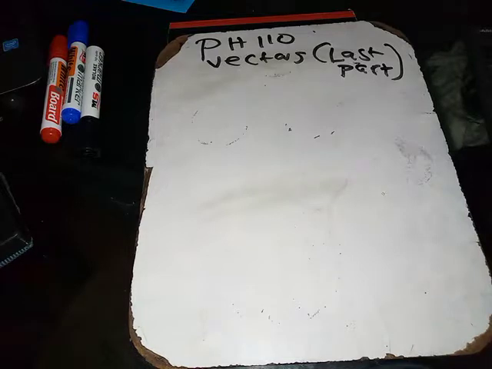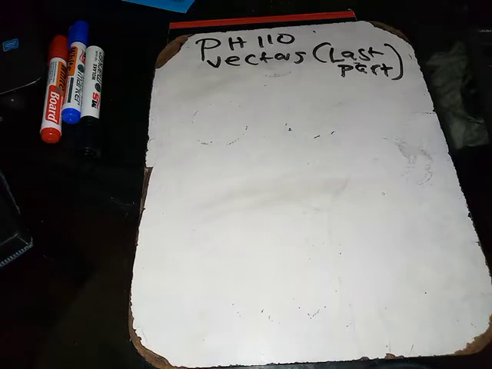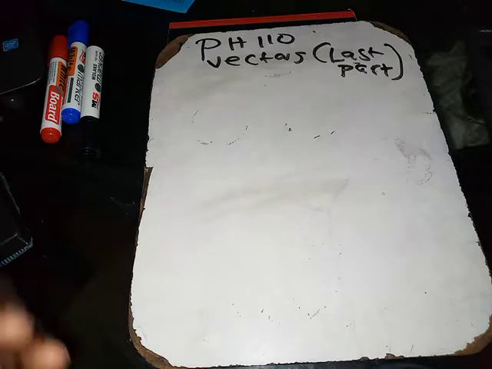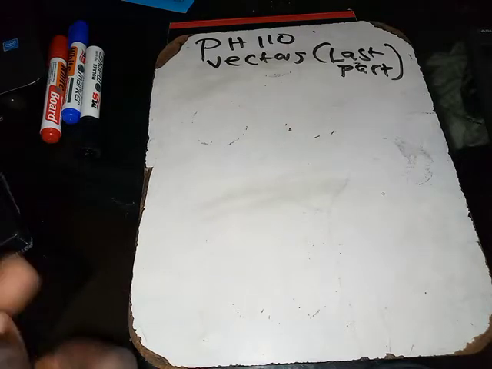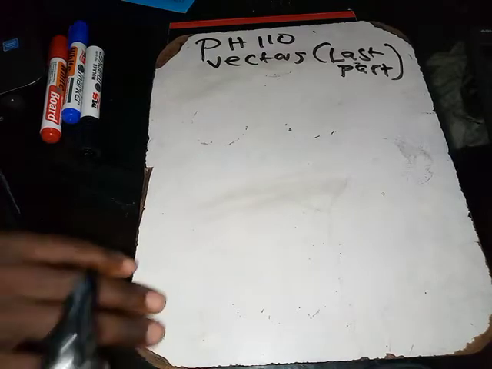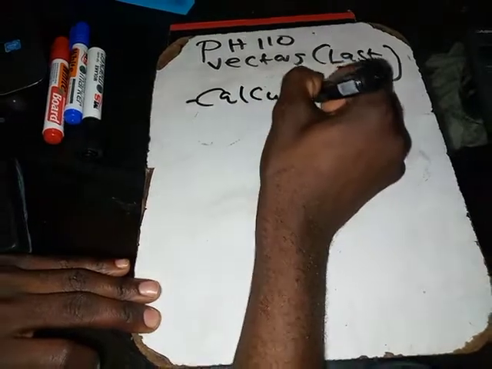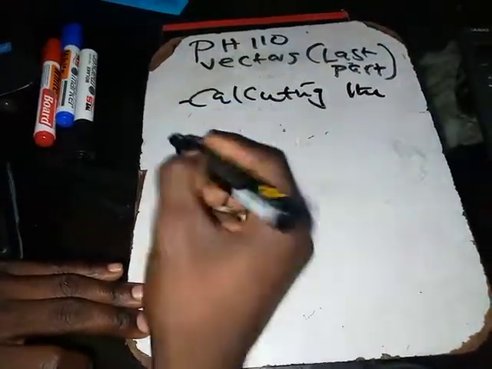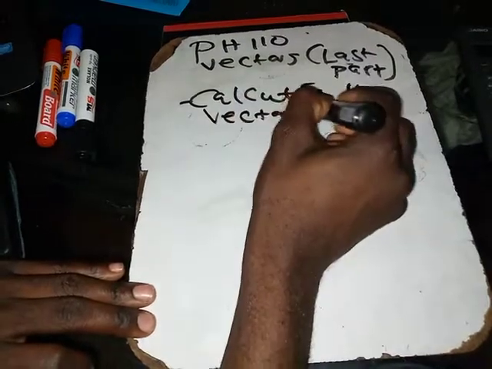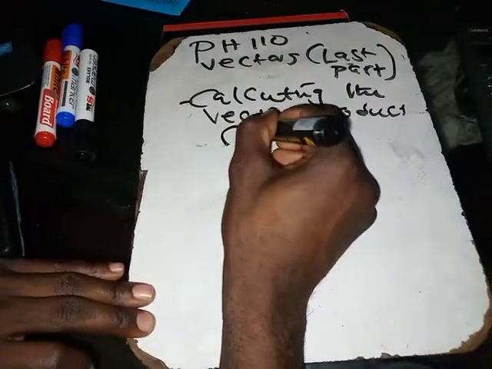So last time we did the first part, where we talked about calculating a lot of things under vectors: the magnitude and the angle. We did all those things by the analytical method. So we remain with the last part, which is finding the vector product, which is also called the cross product.